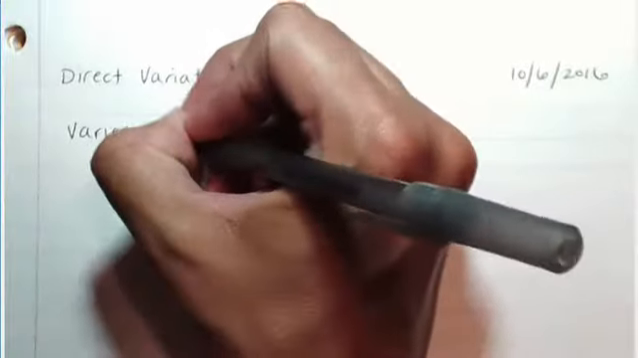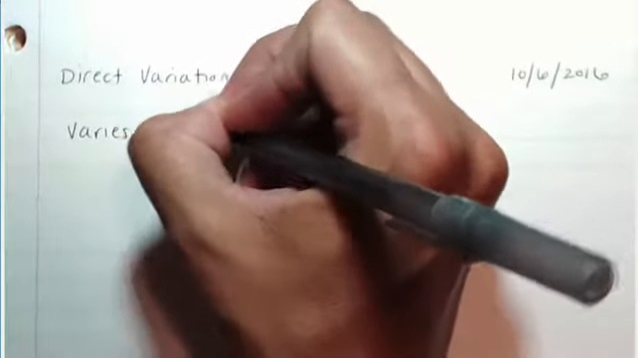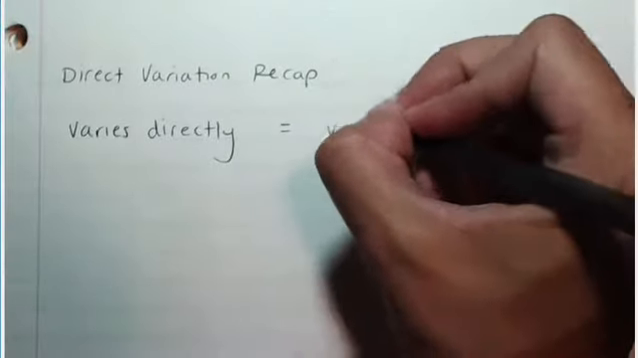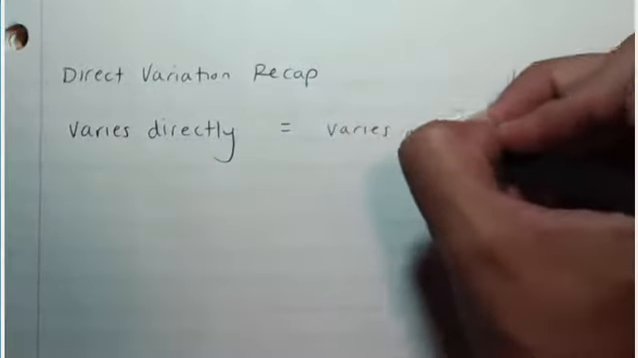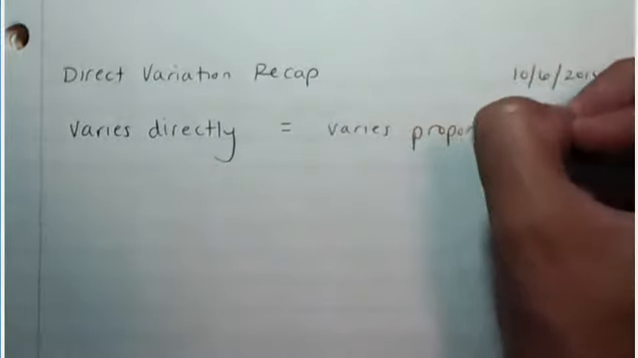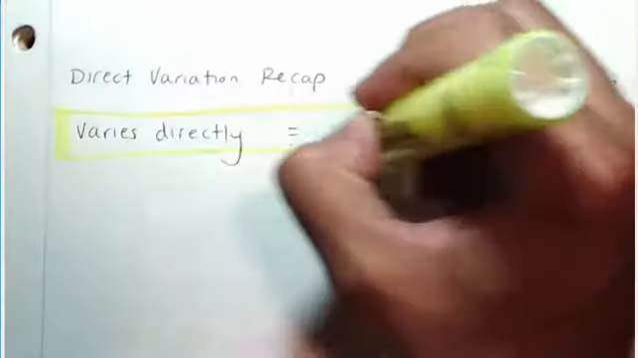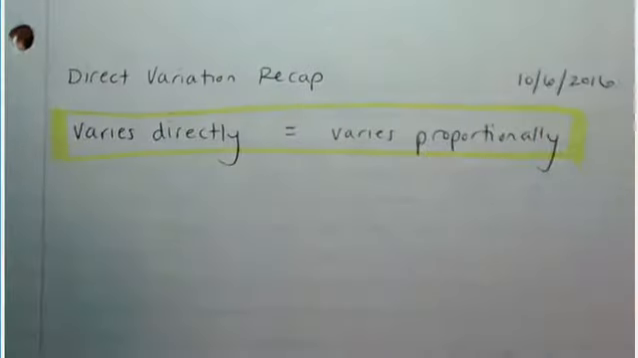Okay, just a recap from yesterday. Okay, what we know is if something varies directly, it's the same thing as varying proportionally. And go ahead and put a big highlighter box around that. Varying directly is the same thing as varying proportionally. Proportional and direct variation mean the same exact thing.